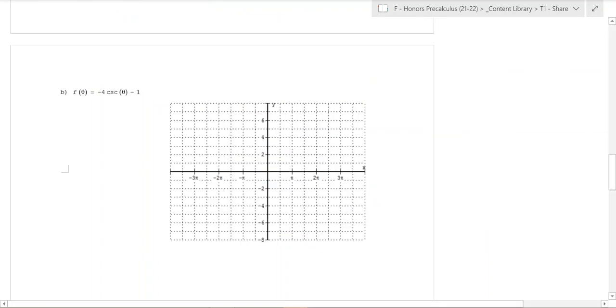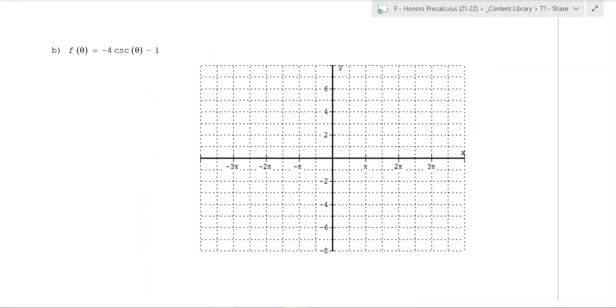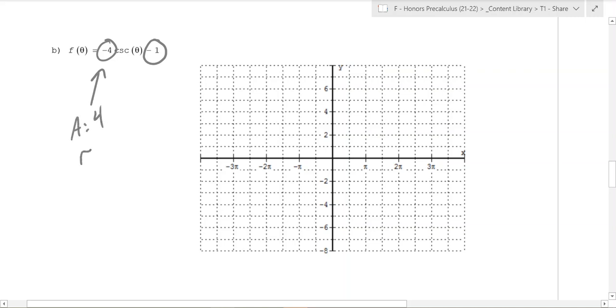So on the second question, I'll leave this to you to practice. You would do the same thing, but the midline will be down at negative 1, and then it starts 4 above and below, and it reflects. So that's an amplitude of 4. So your amplitude is 4, and there's a reflection, so it's just flipped down, and the midline is y equals negative 1.